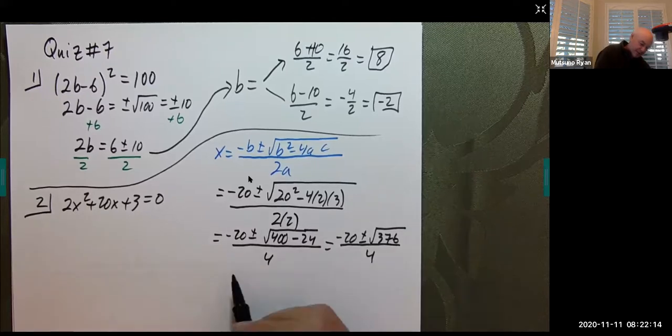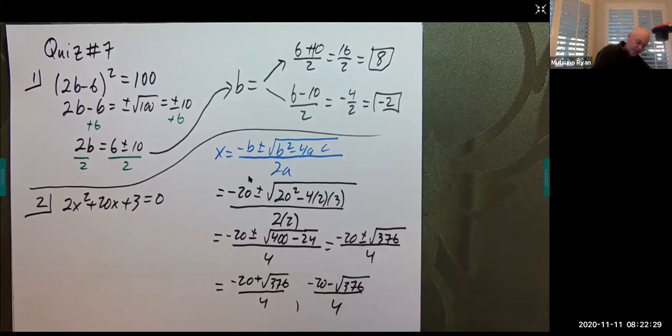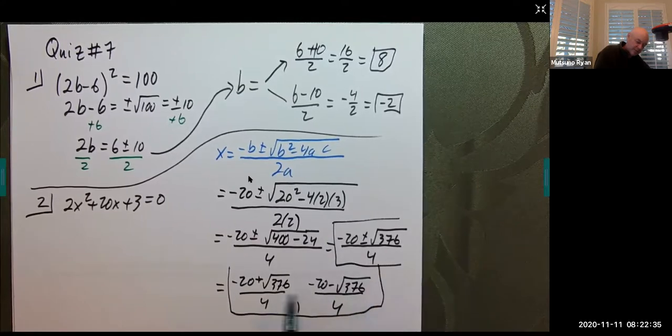And so our answers become these here. Now you can write it in the plus or minus context, that is fine. You can even write it as a decimal, that's okay too.